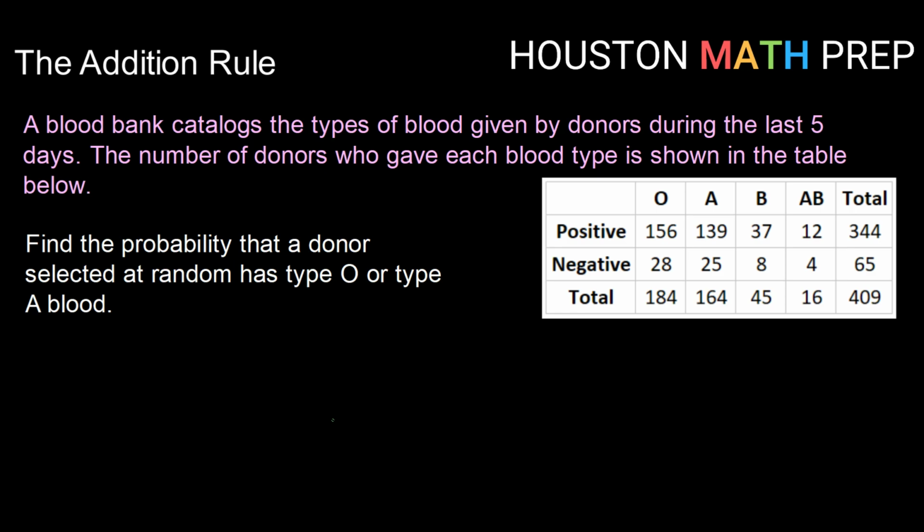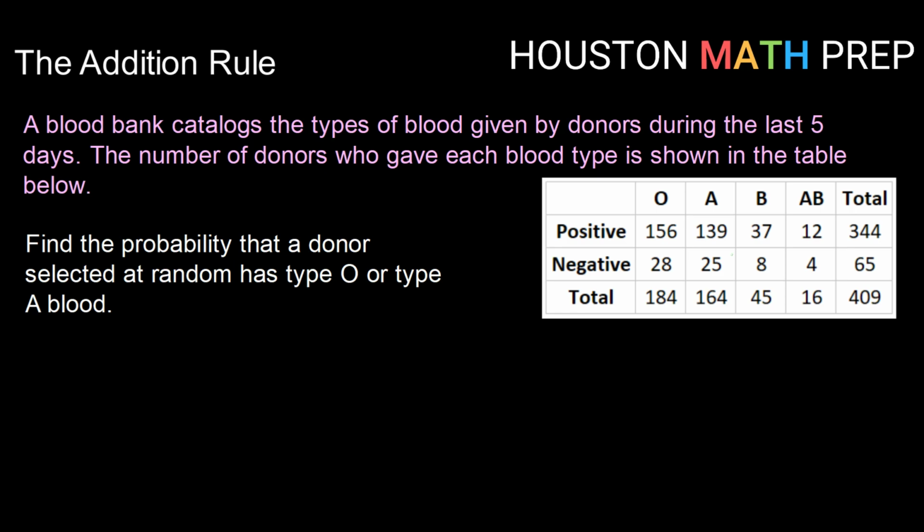In this video, we're going to look at an example using the addition rule, pulling data from a table. So let's say that a blood bank catalogs the types of blood given by donors during the last 5 days. The number of donors who gave each blood type is shown in the table below. So notice that we have types O, A, B, and AB, and then we have the Rh type, which is positive and negative. So you can be A positive, A negative, and so on. So we have kind of the types in there like that. So find the probability that a donor selected at random has type O or type A blood.